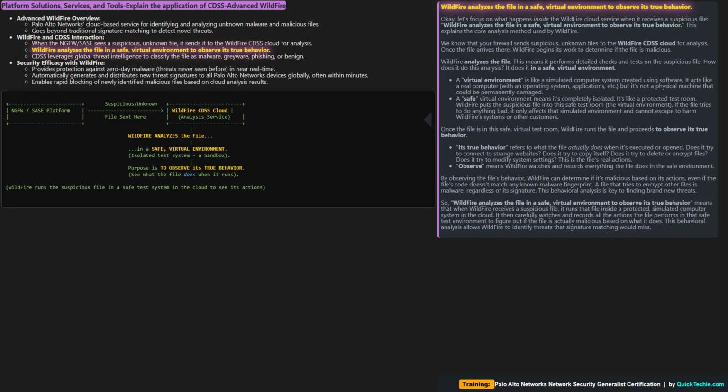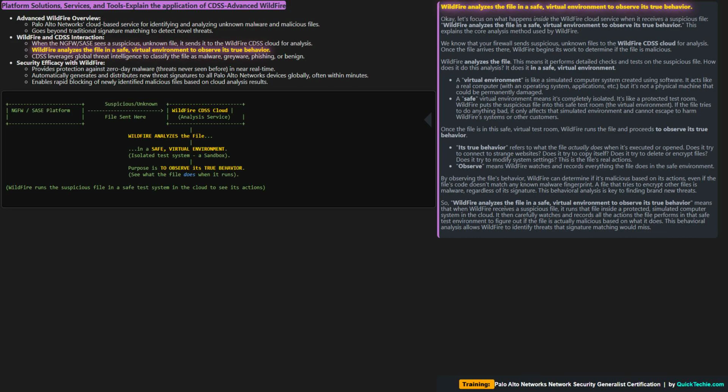A safe, virtual environment means it's completely isolated. It's like a protected test room. WildFire puts the suspicious file into this safe test room, the virtual environment. If the file tries to do anything bad, it only affects that simulated environment and cannot escape to harm WildFire's systems or other customers. Once the file is in this safe, virtual test room, WildFire runs the file and proceeds to observe its true behavior.